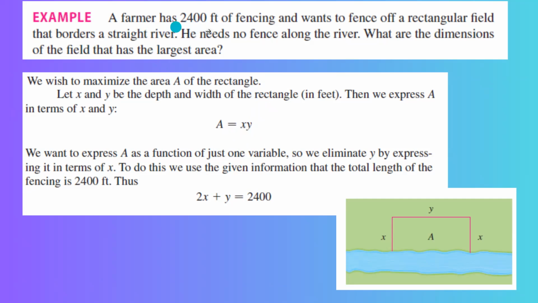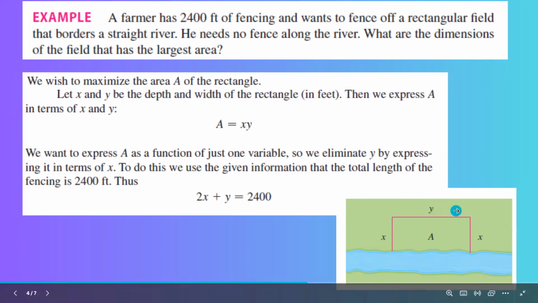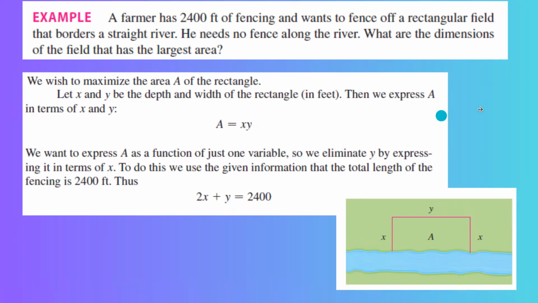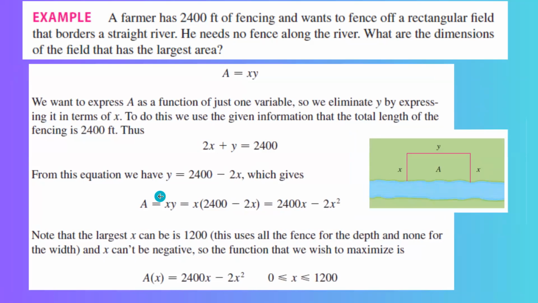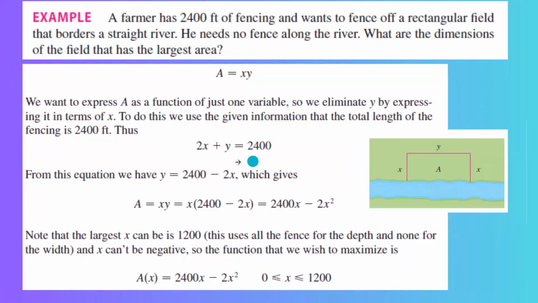Well, we have the information about fencing, 2,400 feet of fencing. 1x plus 1y plus 1x equals 2,400. So you can find the relation between x and y here and eventually write one of them in terms of another one. So since 2x plus y is equal to 2,400, y is 2,400 minus 2x.